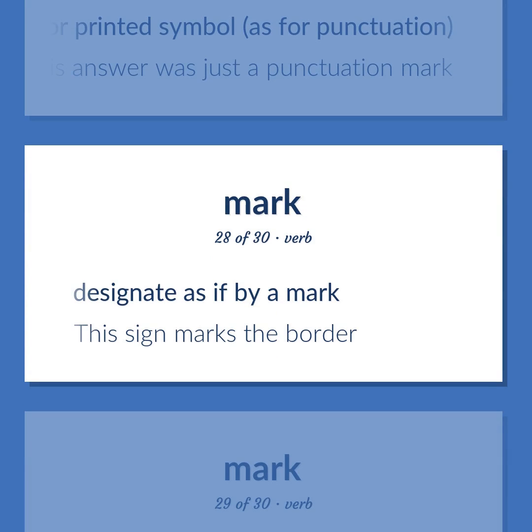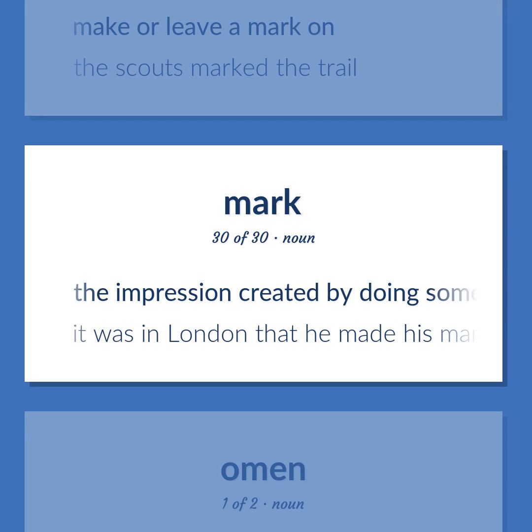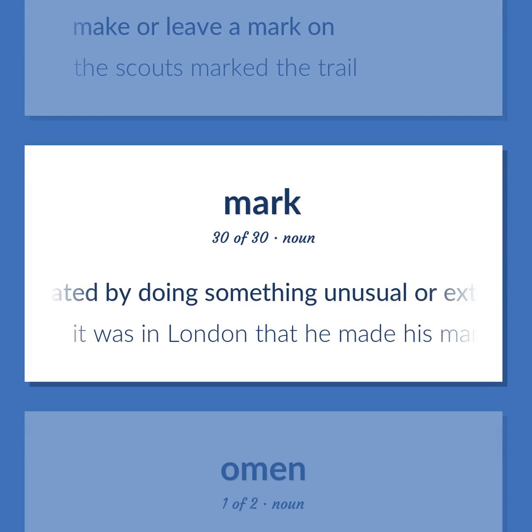Designate as if by a mark. This sign marks the border. Make or leave a mark on. The scouts marked the trail. The impression created by doing something unusual or extraordinary that people notice and remember. It was in London that he made his mark.